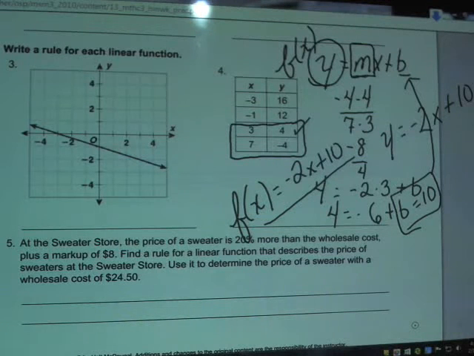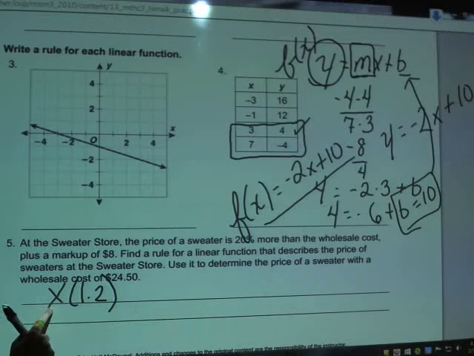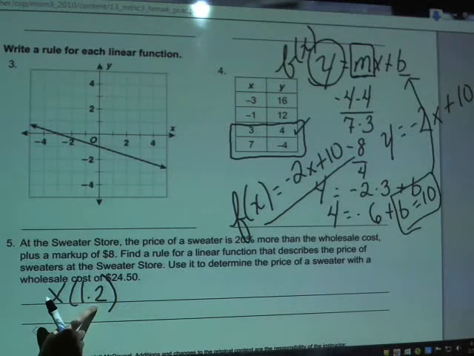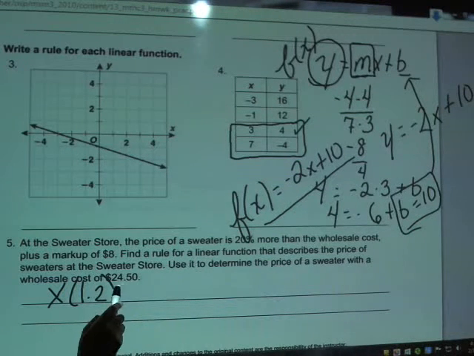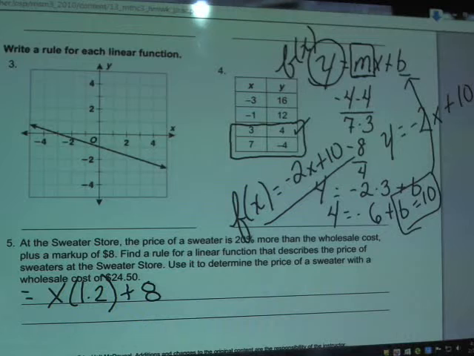So the linear function here that describes the price of the sweaters is going to start off, and I'm going to say x times 120%, which of course I'm going to write as a decimal, 1.2. Again, that's the price of the sweater being multiplied by 120%. I'm paying all the price plus the extra 20% that they've said in the first line. Now, in addition to that, I'm going to pay a markup of $8. So I'm going to add on to this 8, and that's going to equal the cost of my sweater.